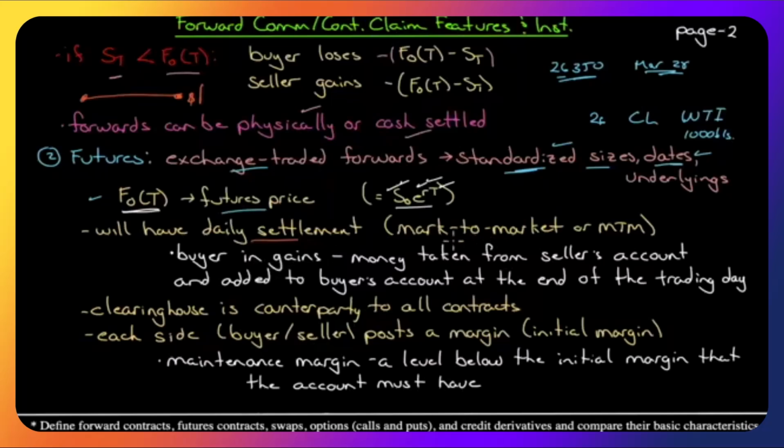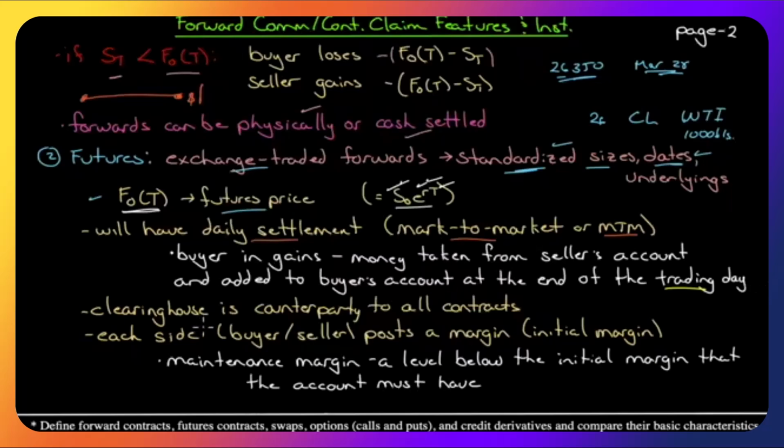The contract still exists. It's just every day we're going to settle up. So this is called mark to market. You might see it just by MTM. That means that it is marked to market every day. If the buyer's in gains, money is taken from the seller's account and added to the buyer's account at the end of the trading day.